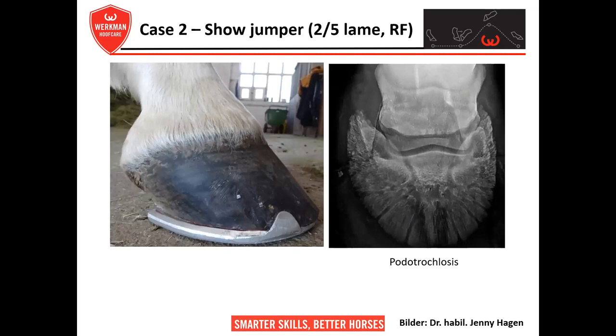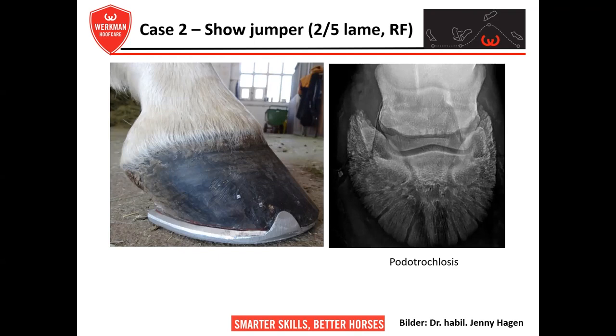And I brought you again a second case. This is a show jumper. It's actually still in training. It's also competing, but from time to time it's lame, like 1 or 2 out of 5. So not a high lameness, but it's a problem if you have a vet check and the horse is not going to pass the vet check.